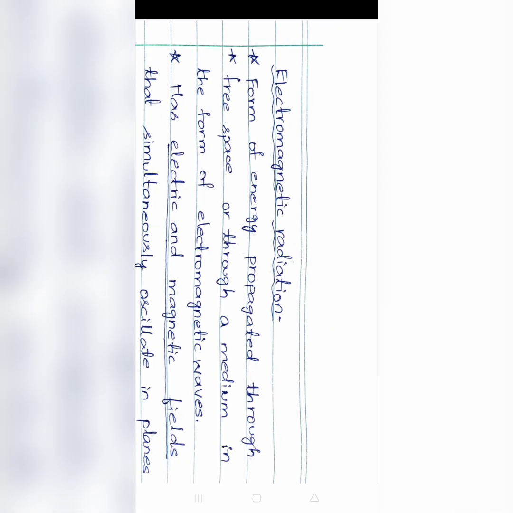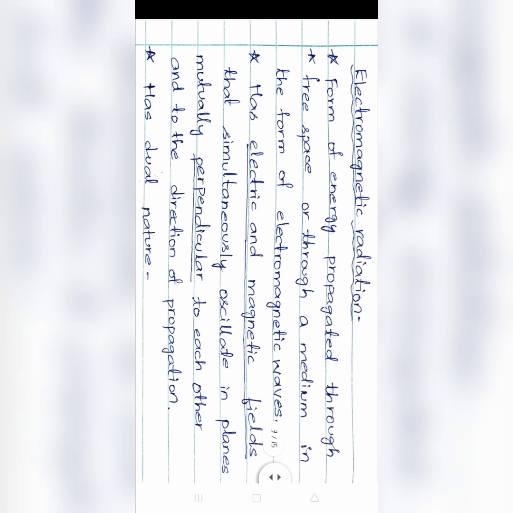So what is electromagnetic radiation? Electromagnetic radiation is a form of energy propagated through free space or through a medium in the form of electromagnetic waves. These waves contain both electric and magnetic waves. The electric waves are perpendicular to the magnetic waves. Electromagnetic radiation has a dual nature, both wave nature and particle nature. That means it behaves as a wave and as a particle.